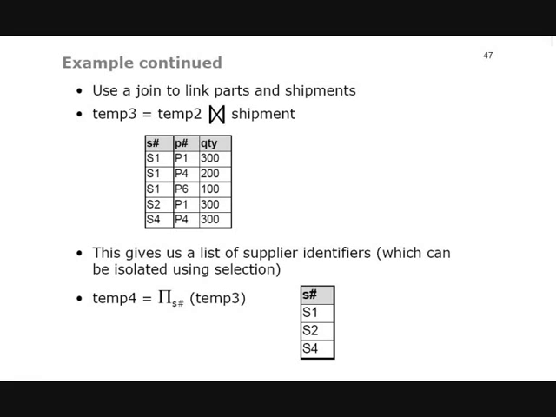So I can now project S number from temp3, so that I just have S1, S2, and S4. So I now have the supplier numbers, or suppliers who supply red parts. But what I need is the names. So I need to go back to the supplier table to get that information.